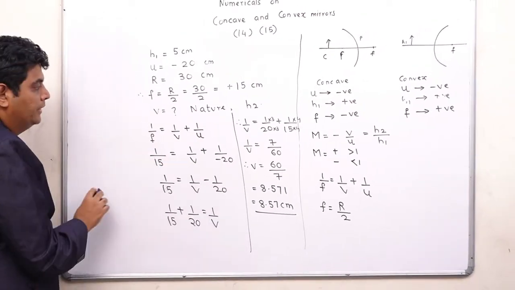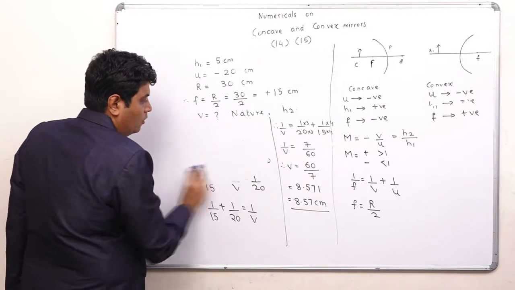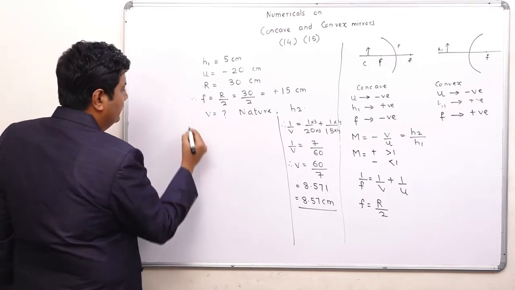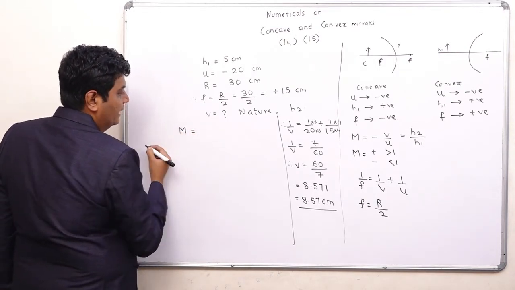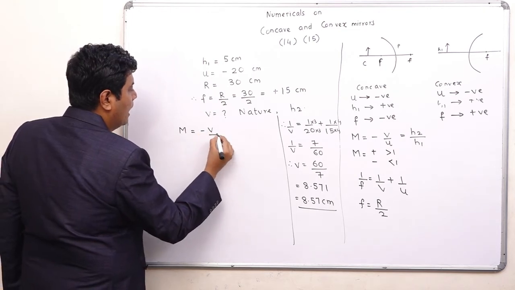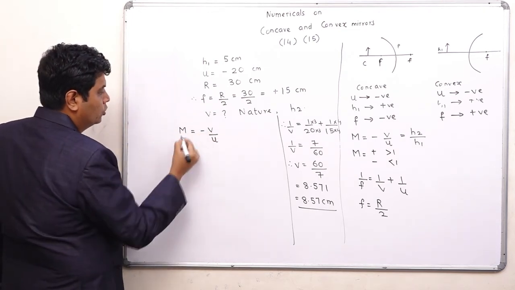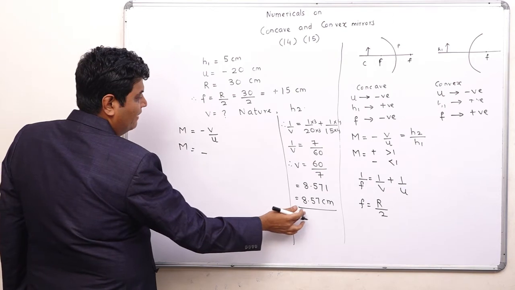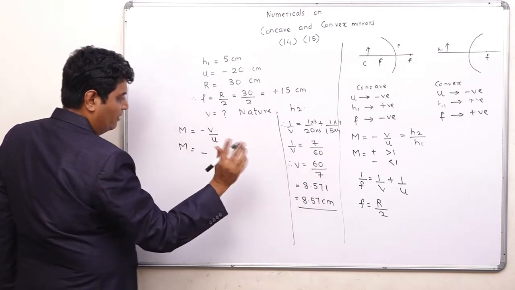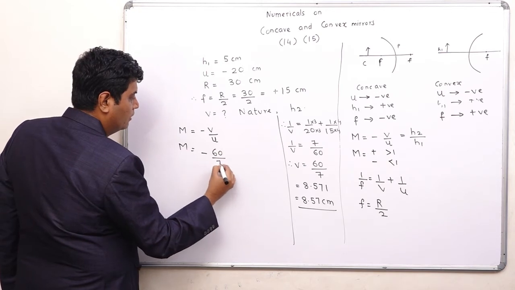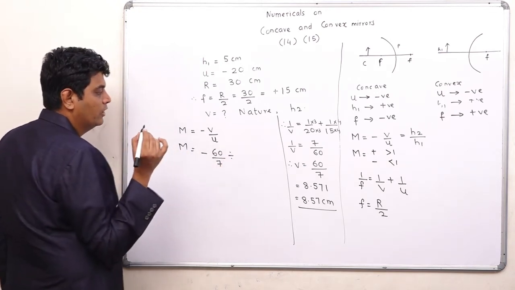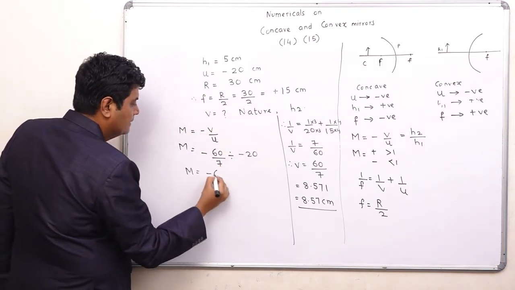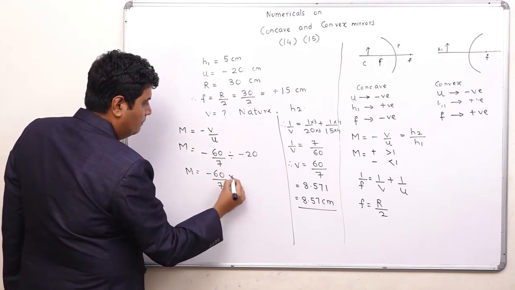Next, you have calculated the position. Now I have to find the nature. What is the nature? You will have to find the magnification. What is magnification? It is minus V upon U. Right? So magnification is equal to minus, what is the value of V? It is 8.57. Instead of 8.57, I will write it as 60 upon 7. Okay. So it is 60 upon 7 and divided by U. What is the value of U? U is minus 20. So this becomes M is equal to minus 60 upon 7 and multiply by 1 upon minus 20.